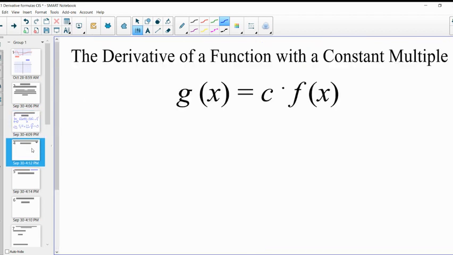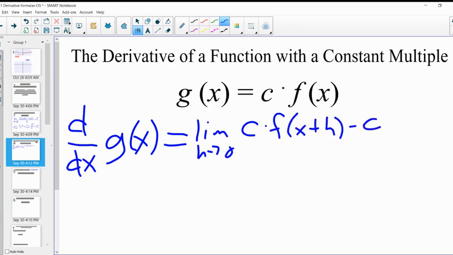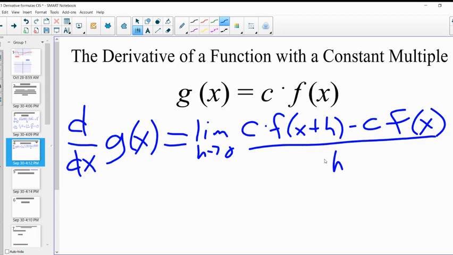So that's what this is going to look like. Derivative of a constant, a function with a constant multiple. So I'm going to start using a little bit more correct notation here. The derivative of g of x will be equal to, well, here we go. This is going to be the limit as h goes to 0 of my function evaluated at x plus h minus my function evaluated at x all over h. And so this is g prime of x will be, let's take a look at what's happening here.